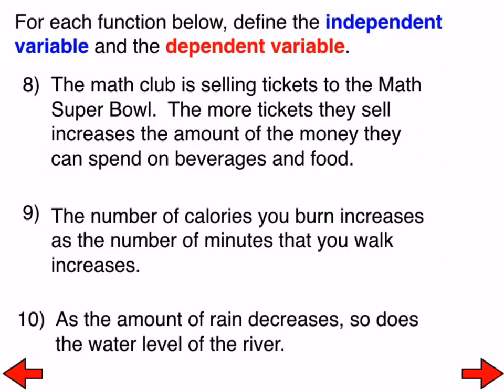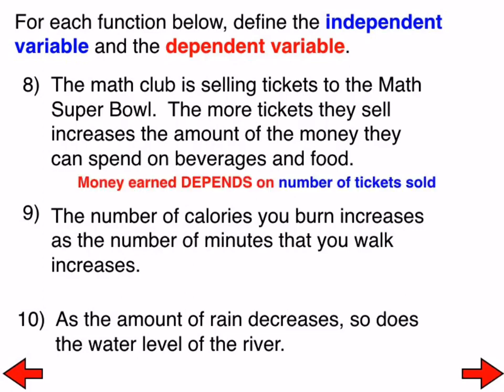All right, so last idea for today. We have 3 scenarios here, and we're supposed to figure out which part of the scenario represents the independent variable and which part represents the dependent variable. Remember, for the dependent variable, it has to depend on something else. So we're going to do number 8 together. Number 8 says the math club is selling tickets to the Math Super Bowl. The more tickets they sell increases the amount of the money they can spend on beverages and food.